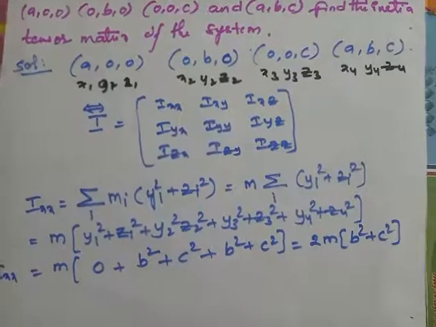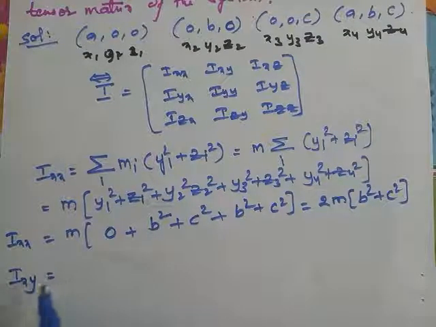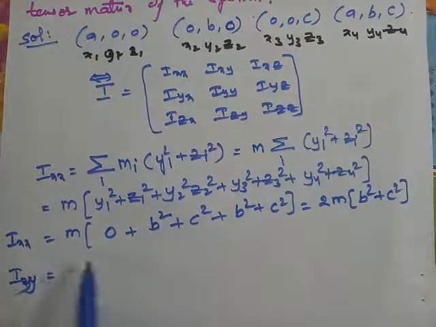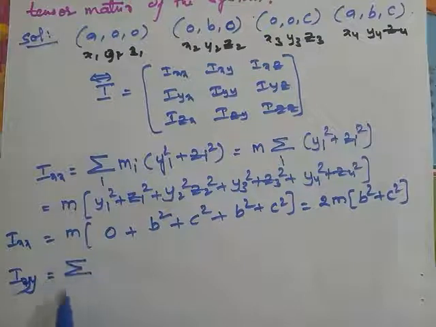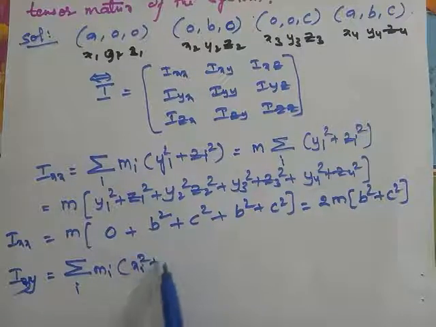Okay, now similarly Iyy, how can we get the Iyy value? Summation i mi, here xi square plus zi square.